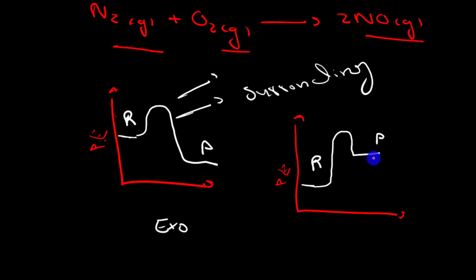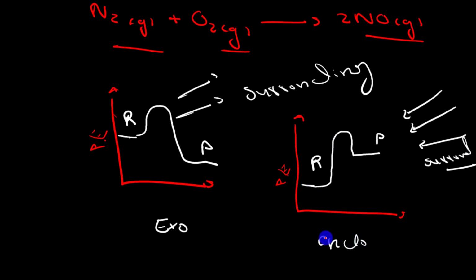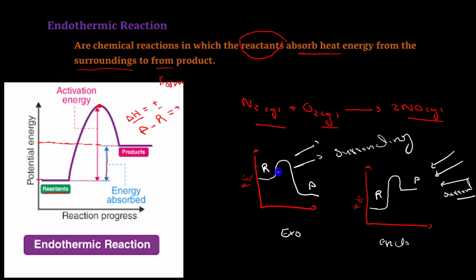Why does the product have more energy than the reactants? Because they take energy, they absorb energy from the surroundings, right? Therefore, these kinds of reactions are called endothermic reactions because they absorb energy. And these kinds of reactions are called exothermic reactions because they release energy to the surroundings. These are the types of chemical reactions according to heat: exothermic reaction and endothermic reaction.